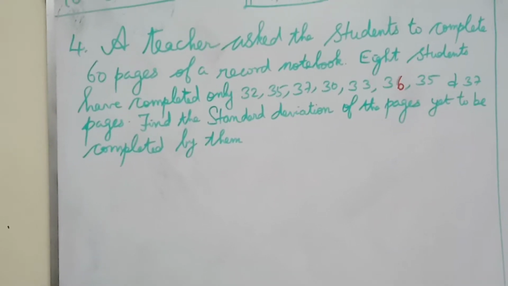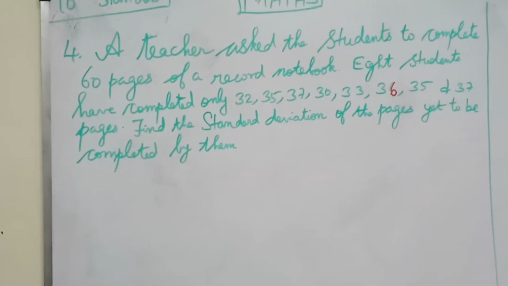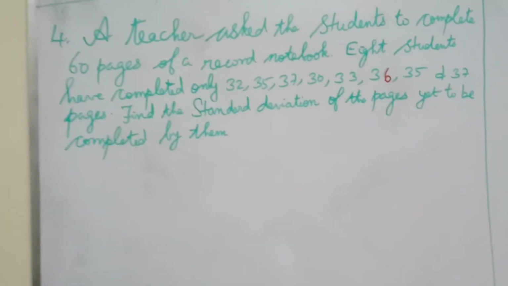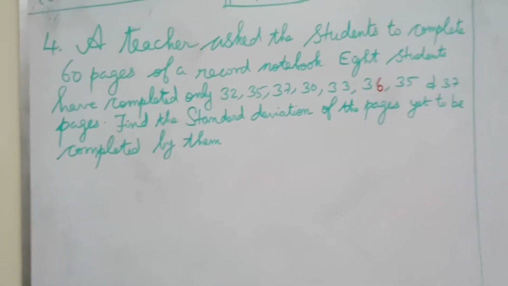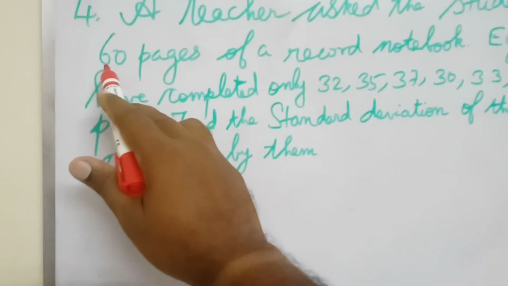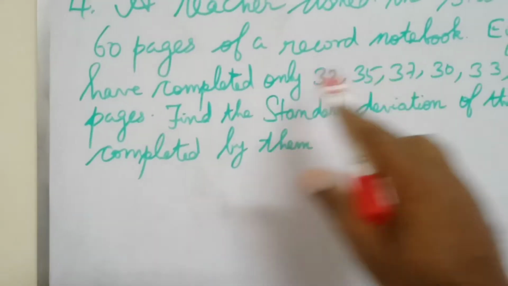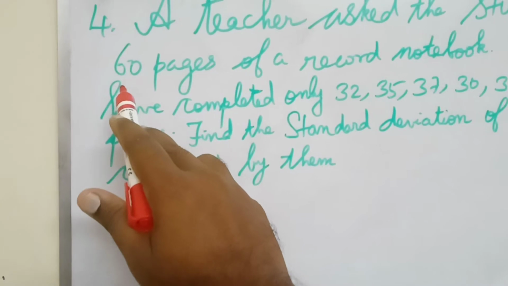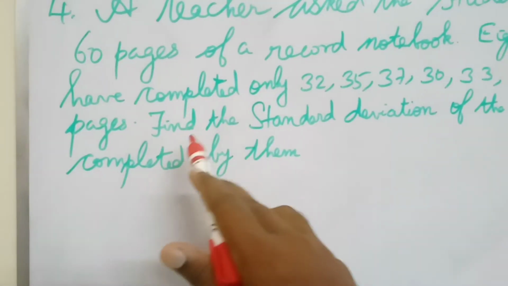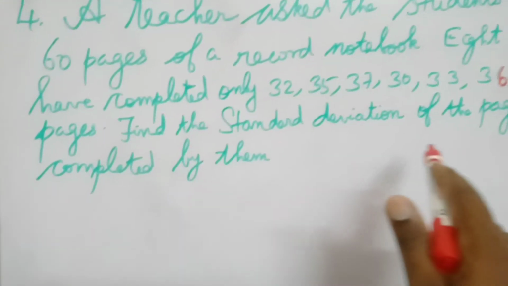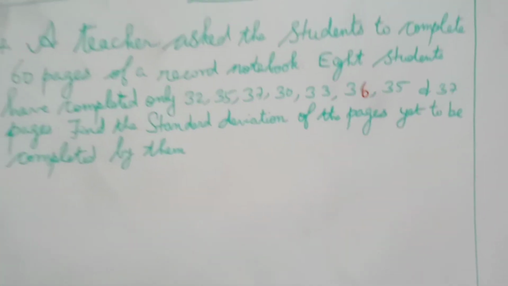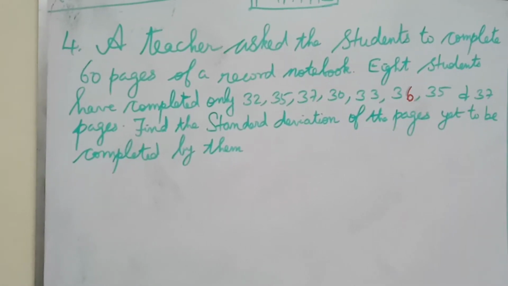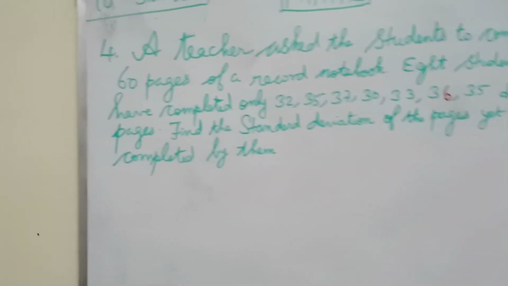So now what we need to check is how many pages are remaining first. The remaining number of pages to be completed. So what we need to do, in the record notebook there are 60 pages and 8 students have completed these many pages. So we need to calculate 60 minus 32, 60 minus 35, 60 minus 37, because remaining pages, how many pages they need to complete. They need to know how many pages they need to complete.